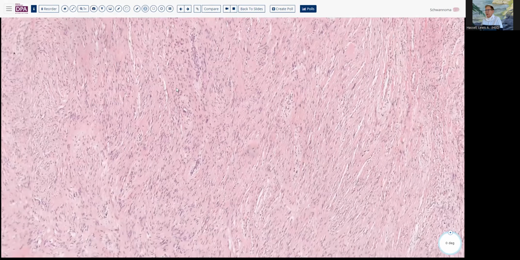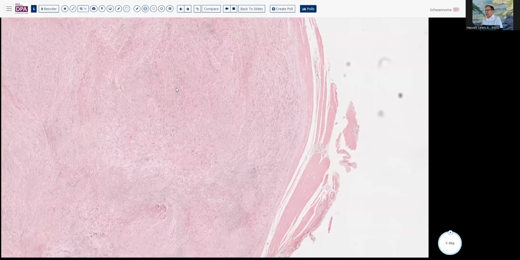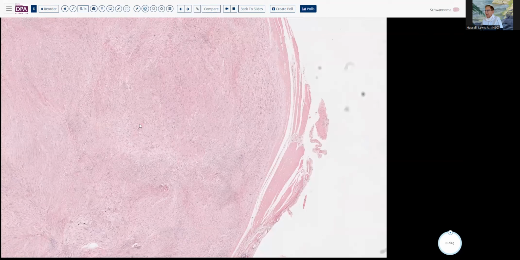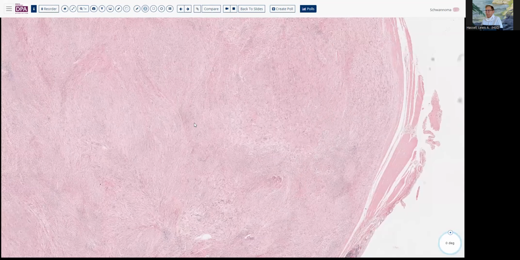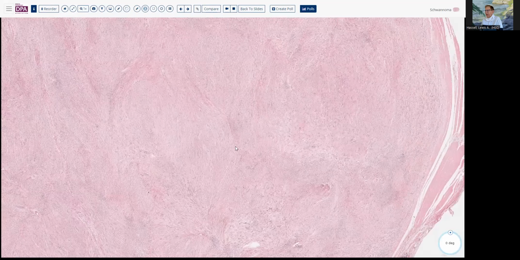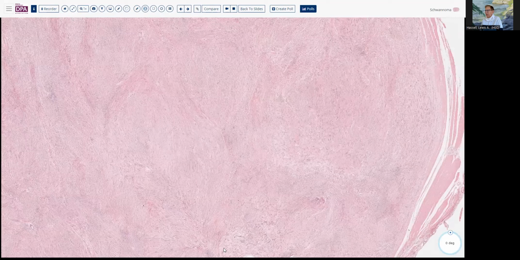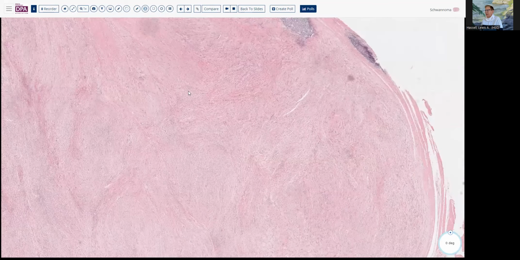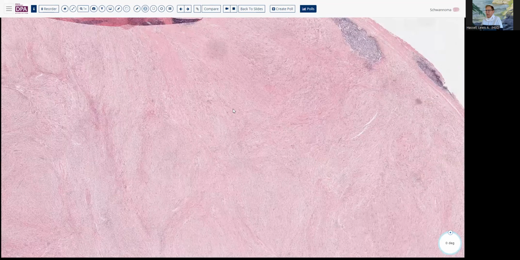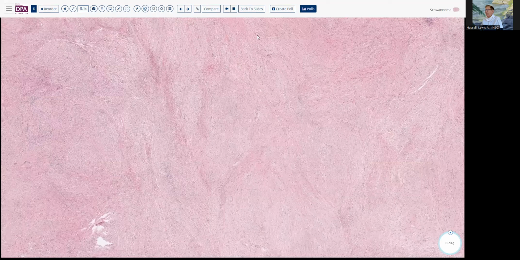So thinking about that differential that we've just mentioned, this is sort of the mural differential, which includes GI stromal tumor, glomus tumor, schwannoma, and leiomyoma. I don't think we would classify this as a glomus tumor. It does not have that sort of appearance, no cleft-like spaces or anything. Could this be a GI stromal tumor? Could it be a leiomyoma?